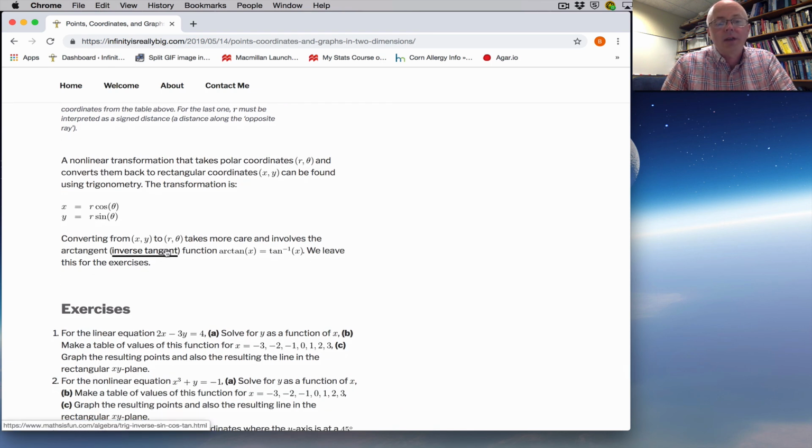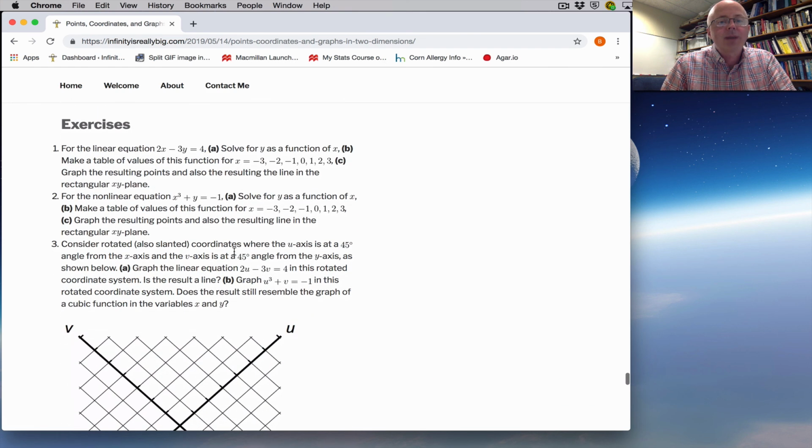And you can also go the other way using the inverse tangent or arctangent function, though you do have to be more careful because the arctangent function always gives you angles in the first or fourth quadrant. So you sometimes have to add pi radians to them to get in the second or third quadrant. So you want to draw a picture as well.